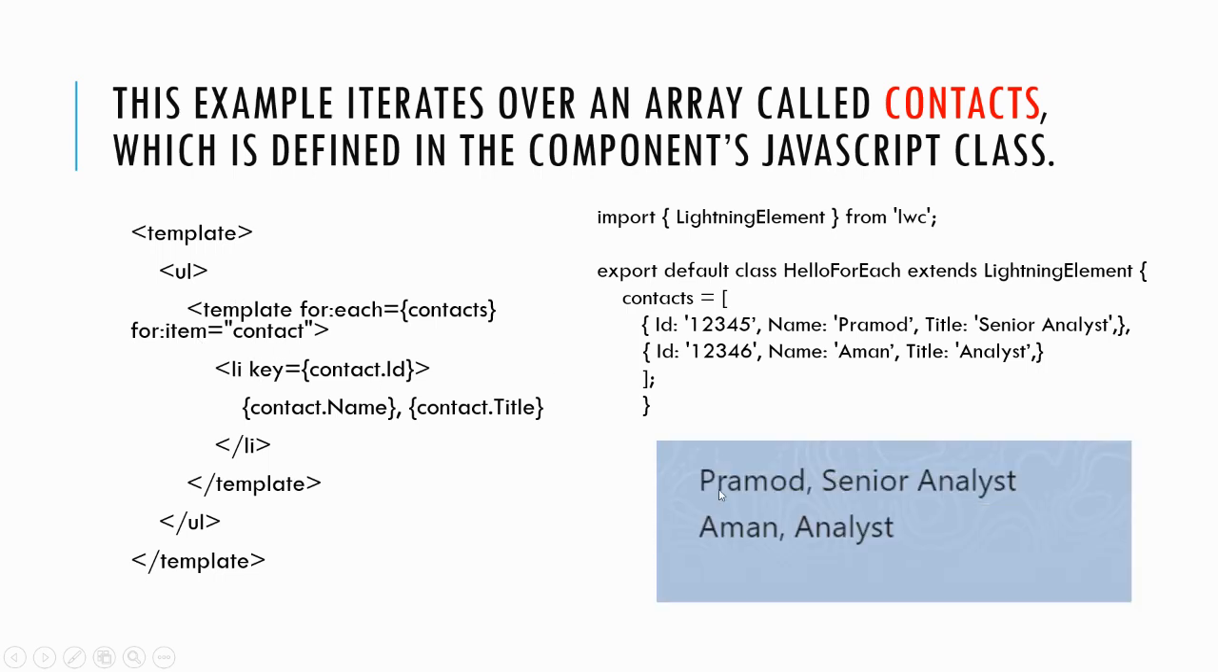So now when we render this component, this is how it will look. Basically, it will iterate over contact, and then we will find each item with the help of the key, which is contact ID, and then we are showing contact name and contact title. This is how it will look in the UI.